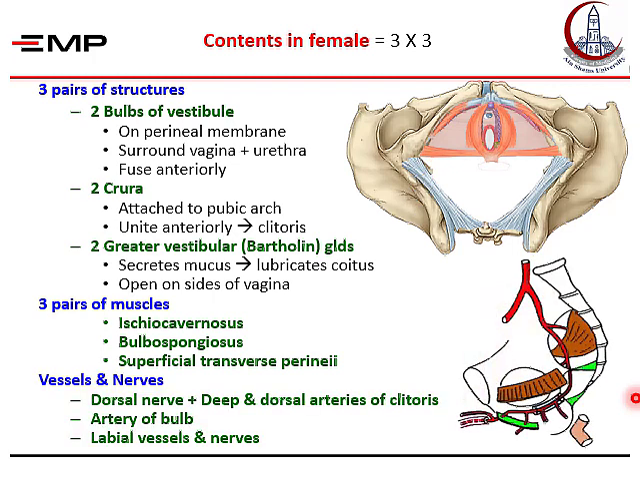The 3 neurovascular structures are the same as in the case of the male, but we change the name of the penis to the name of the clitoris. So we have the dorsal nerve of the clitoris, the deep and dorsal arteries of the clitoris, which are the terminations of the pudendal nerve and internal pudendal artery. We have the artery of the bulb, and instead of scrotal branches, we have labial branches, labial arteries and labial nerves.